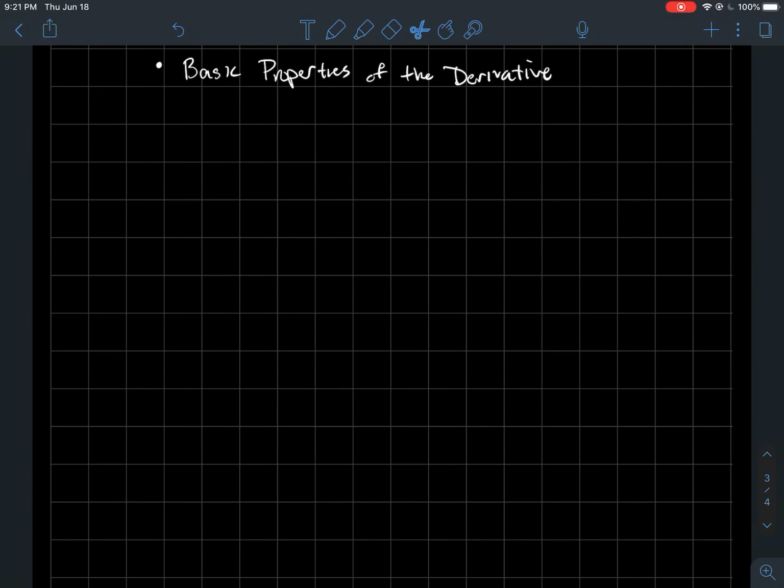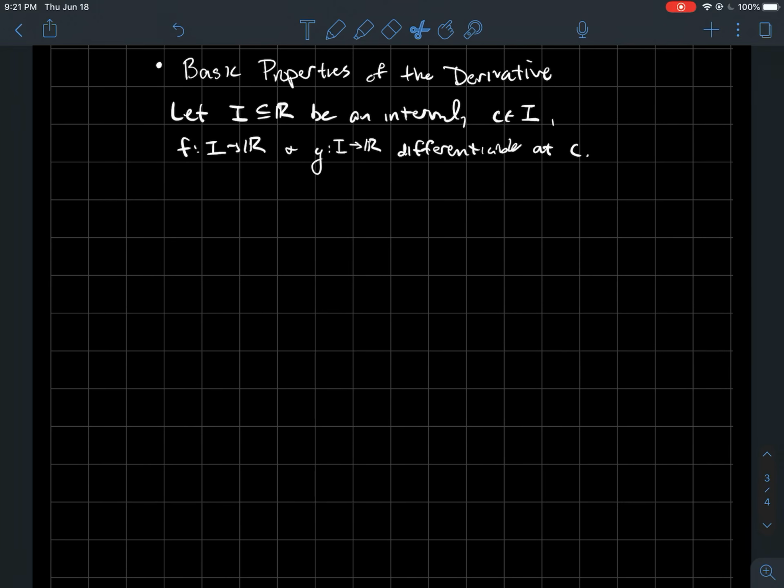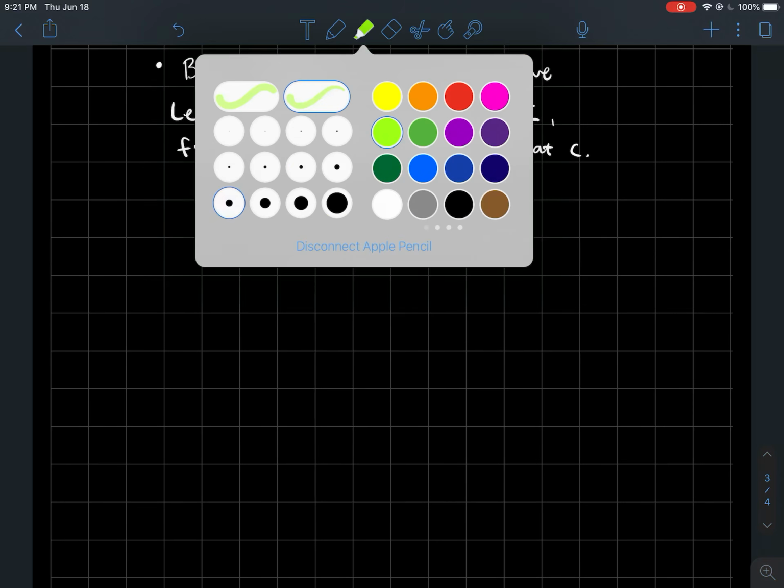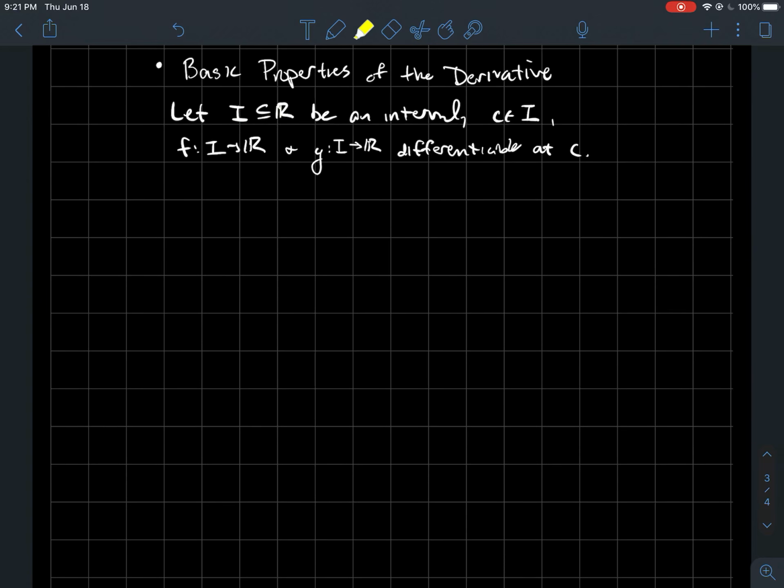This is a short video about some basic properties of the derivative of a function. So it's kind of the usual setup for a lot of these videos I've been doing. Say you've got an interval of real numbers. Say c is a point in that interval. And let's say you've got two functions, f and g.